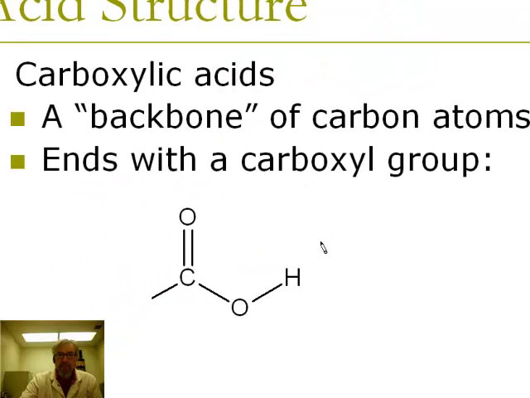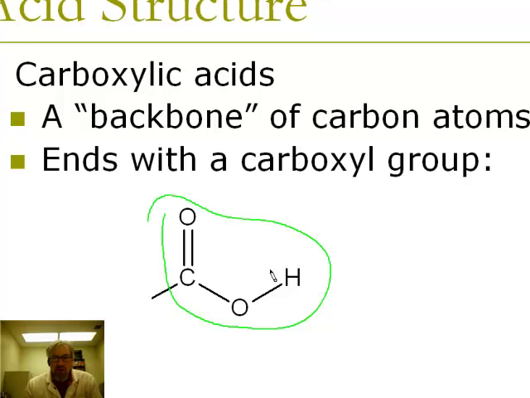Of the oxyacids, a very important group of them are called carboxylic acids, or organic acids. They consist of a backbone of carbon atoms that ends or terminates with a carboxyl group. So this is going to be at the end of all of these kinds of acids, and this is the H that splits away that makes this an acid.